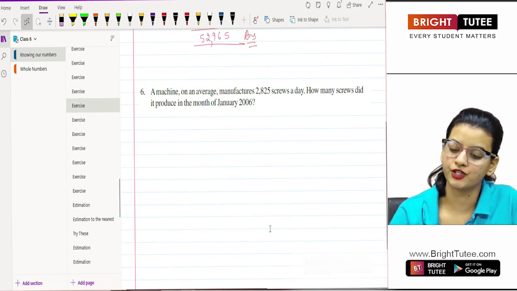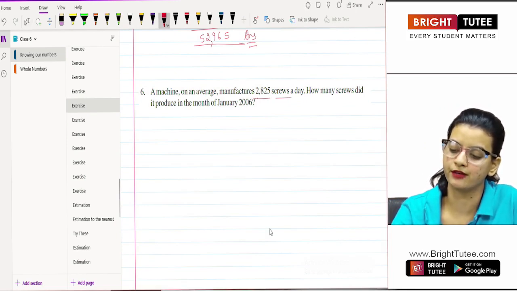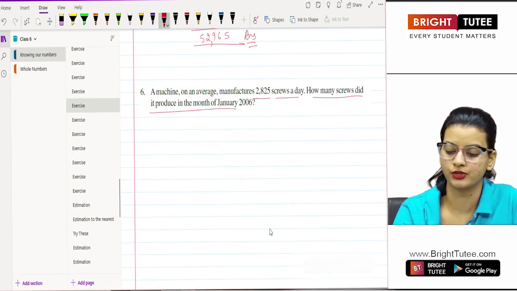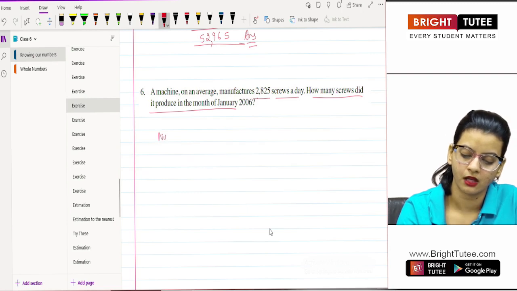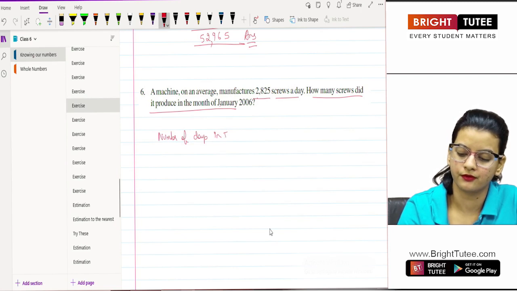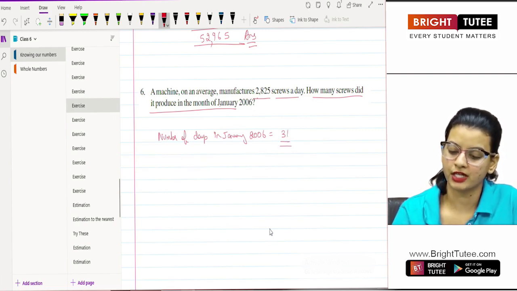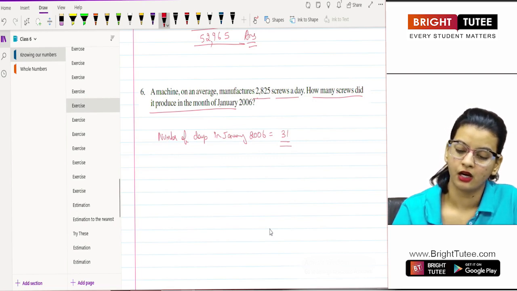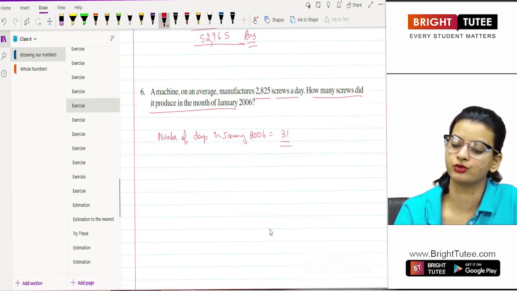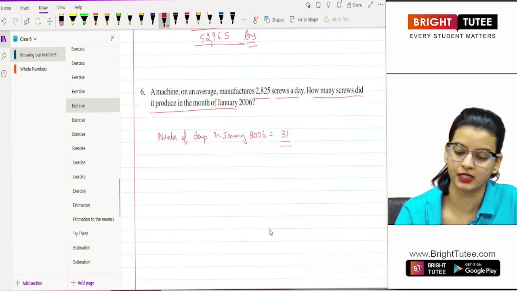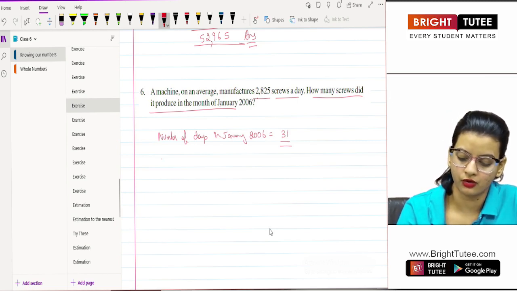A machine on an average manufactures 2,825 screws a day. How many screws did it produce in the month of January 2006? Number of days in January 2006 is equal to 31. Normally there are 31 days in January every year. And the machine on average manufactures 2,825 screws a day.